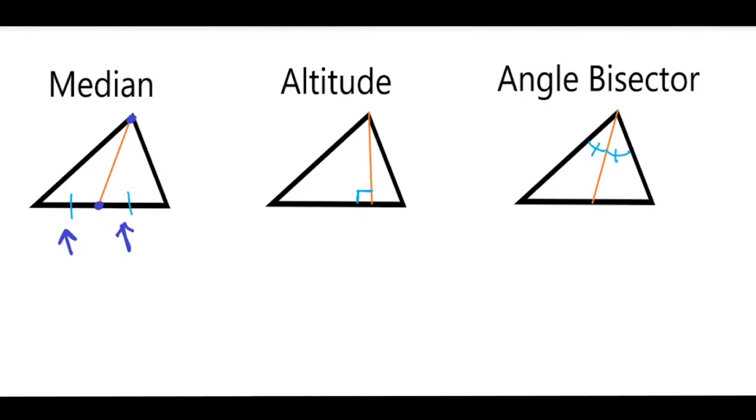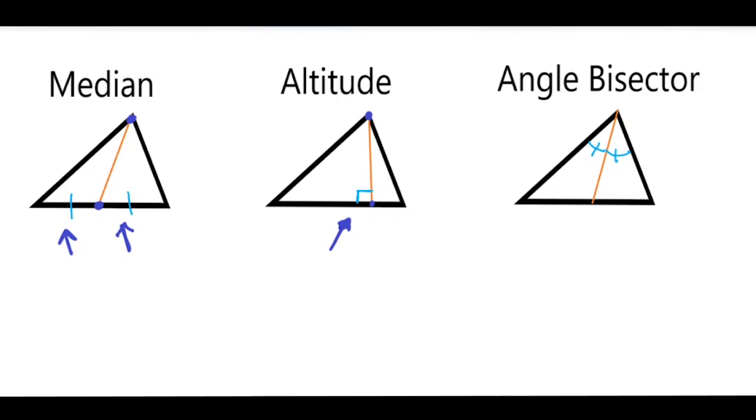On an altitude, we get a line segment that drops down from the vertex and forms a right angle, okay, with the base. So notice that it forms a right angle. So if it forms a right angle, it's an altitude.